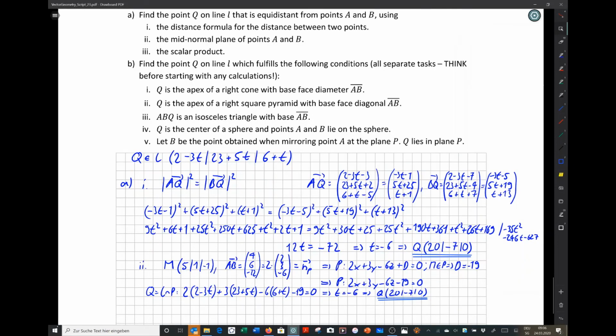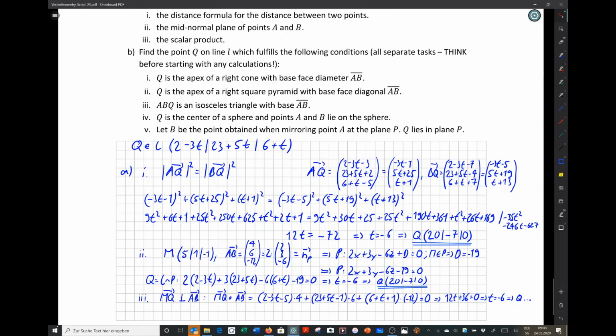In method 2, we have to use the mid-normal plane, so we need the midpoint of A and B, and the AB vector, which is the normal vector of the plane. We use that one to find the equation of the plane, and then we insert the midpoint into this equation and find that D is minus 19, and we find in that way the equation of the plane. And then we have to intersect the line L with the plane. We find again t is minus 6 and the same Q as before.